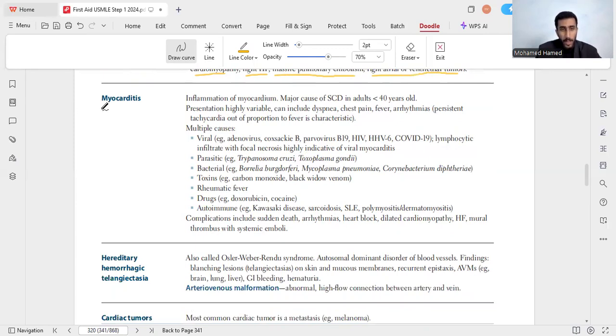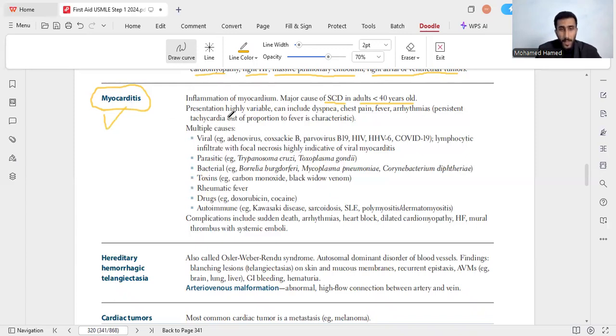Our second topic today is myocarditis. Myocarditis literally means inflammation of the myocardium. You have the epicardium, pericardium, myocardium, and endocardium. Myocarditis is inflammation of the myocardium, and it is a major cause of sudden cardiac death in young adults less than 40 years of age. For older adults, the most common cause is MI due to atherosclerosis related to the aging process. But for younger adults, a major cause of sudden cardiac death is myocarditis.